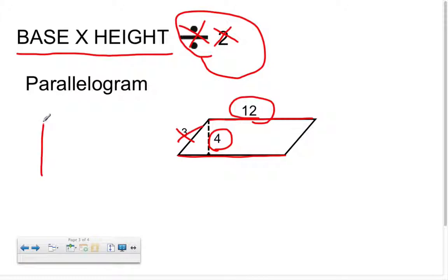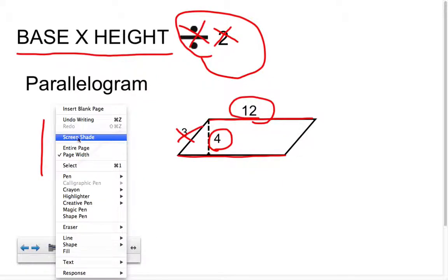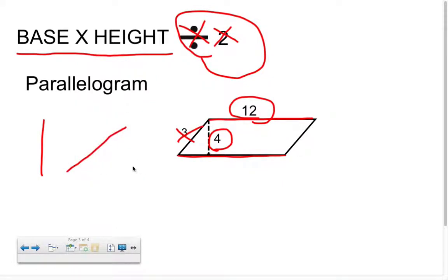You would stand up straight. You wouldn't go like, oh, let me lean over and fall down. No, you would not do that. So, the height is the straight up and down line.